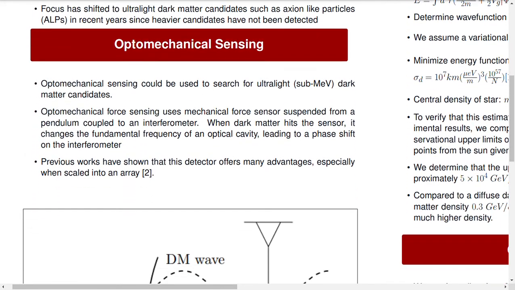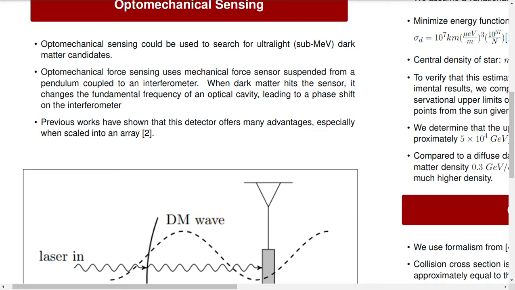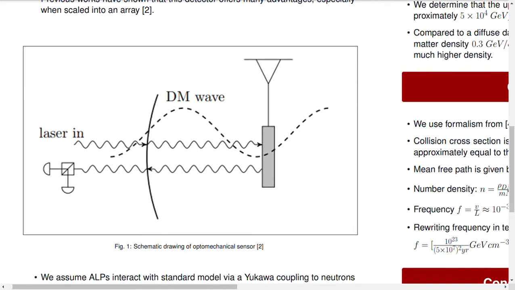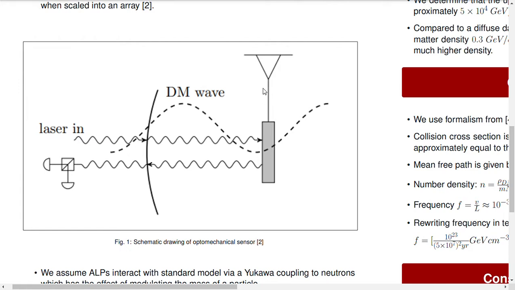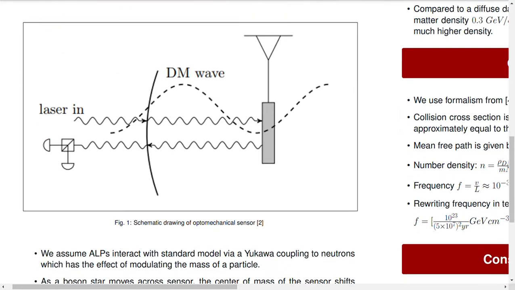One particular detection technique which could search for ultralight dark matter candidates is optomechanical force sensing. Essentially, optomechanical force sensing just uses a mechanical force sensor coupled to an interferometer so that when a dark matter wave hits the sensor, it causes the sensor to move, leading to a phase shift in an optical cavity, which we can detect using this interferometer. Previous work has shown that this type of detector offers many advantages for detecting dark matter in diffuse fields, especially when scaled into an array.